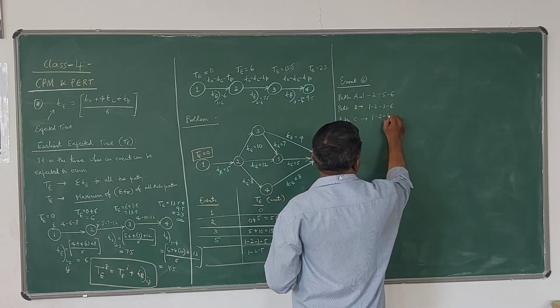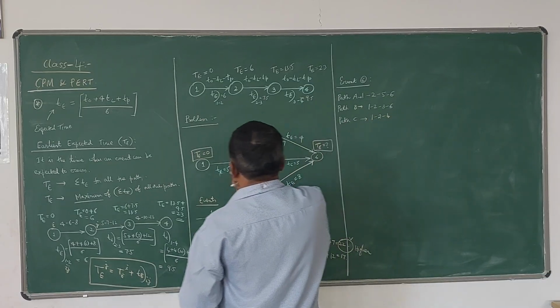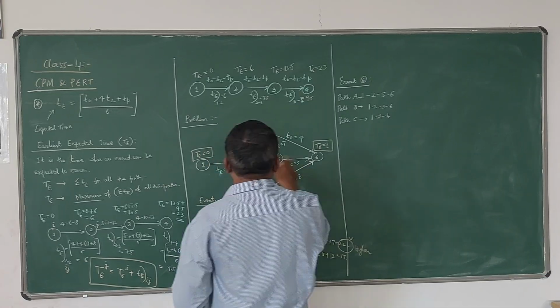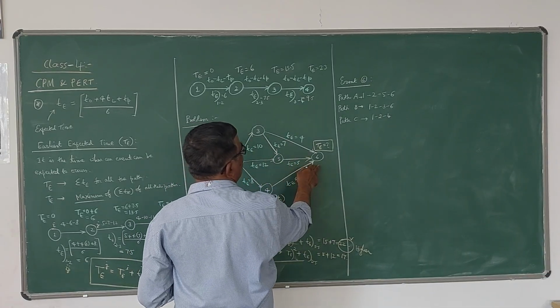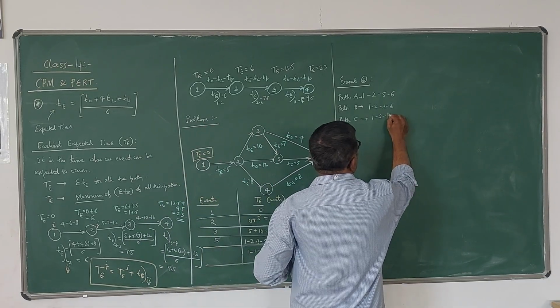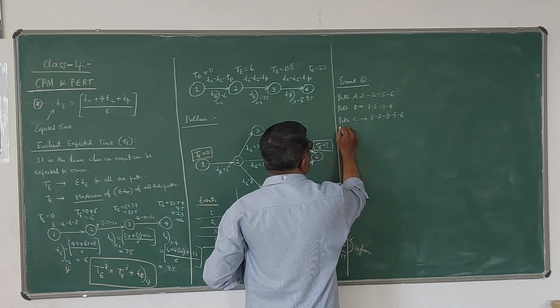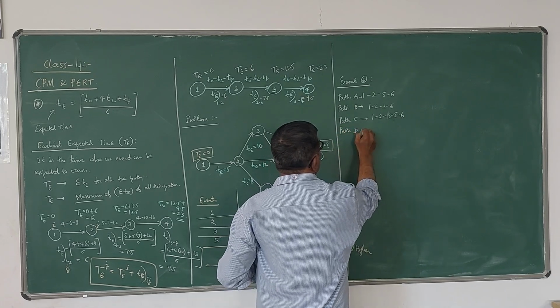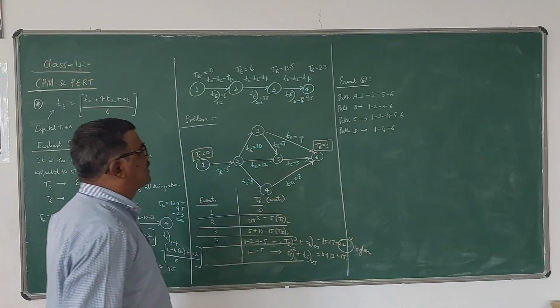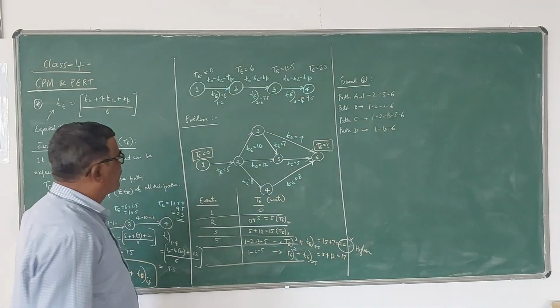1, 2, 4, 6. One more is there. So 1, 2, 5, 6 is one. 1, 2, 3, 6 is one. 1, 2, 3, 5, 6 is one. It is also there. And path D, the fourth path, is 1, 4, 6. See, these are the 4 paths leading from 1 to 6.